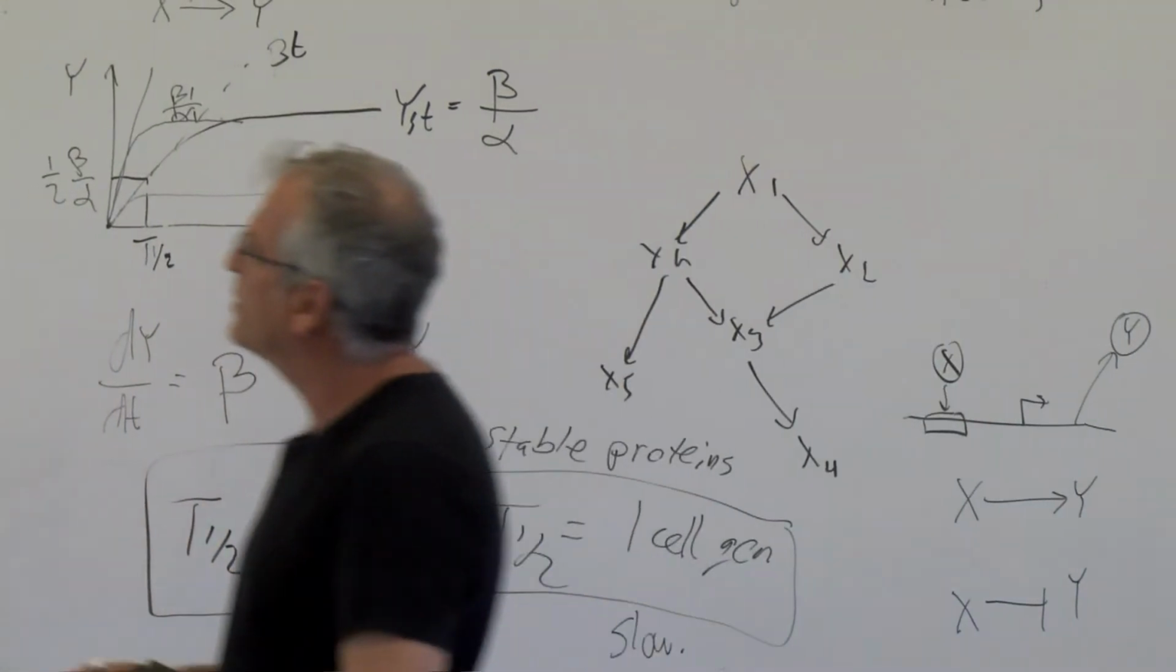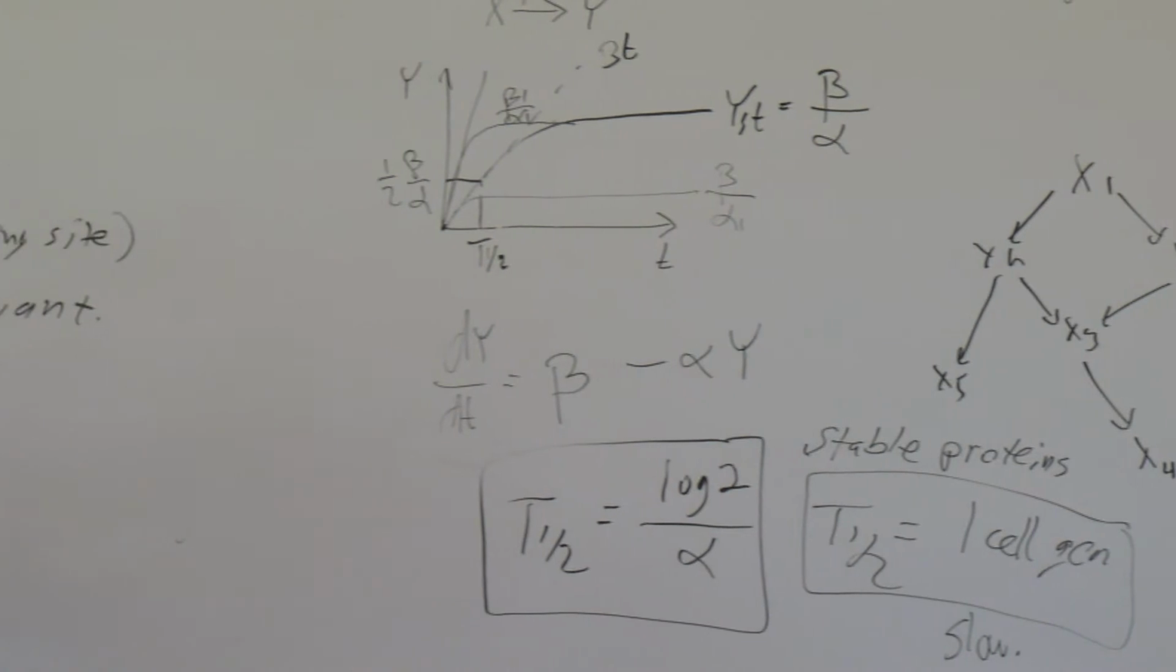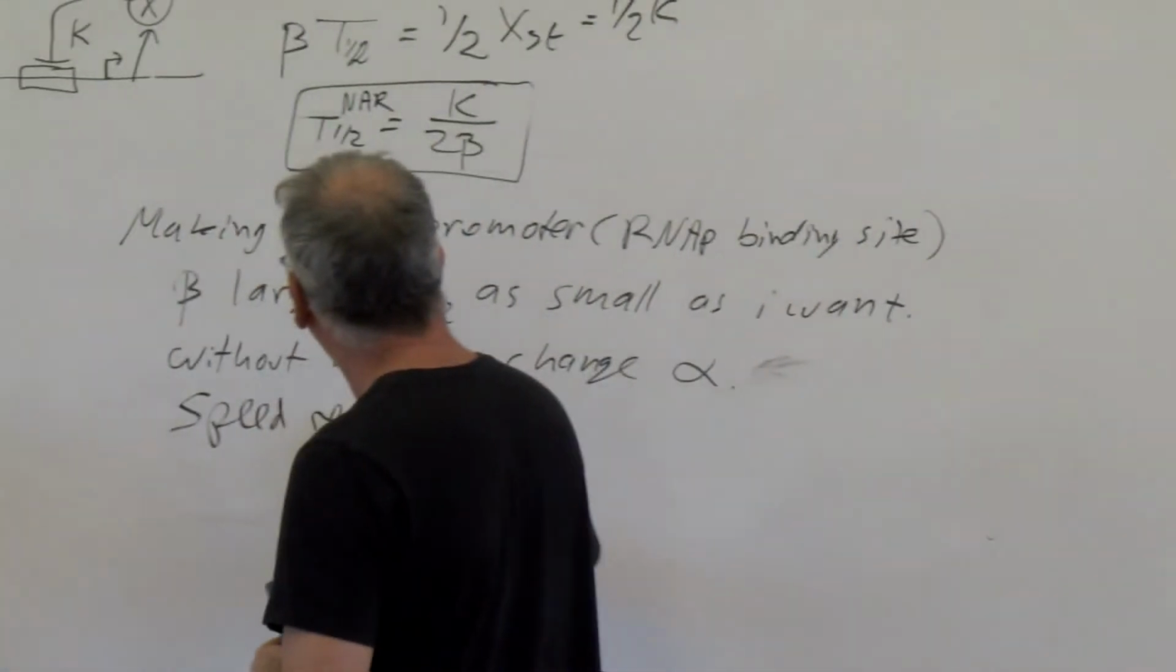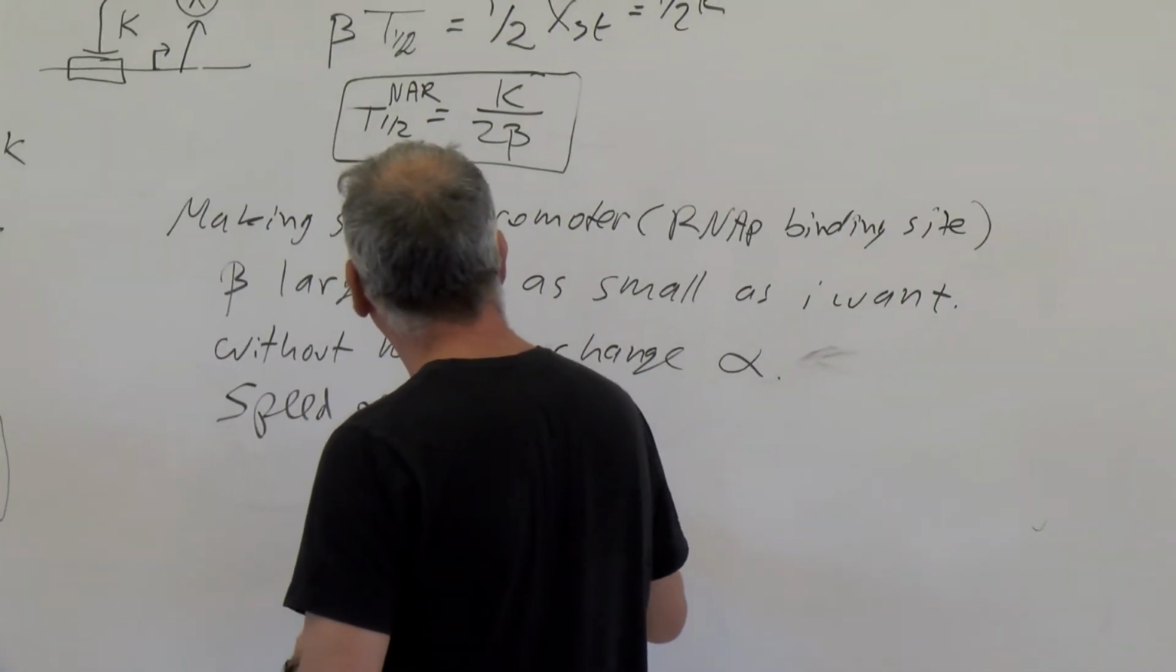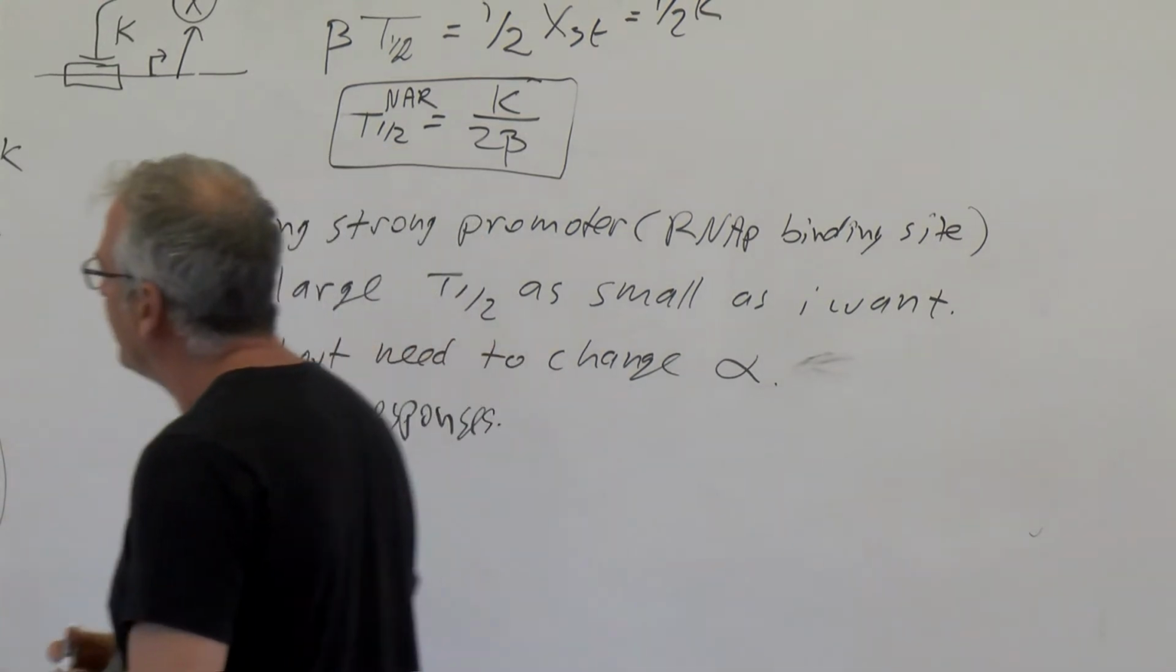So negative autoregulation can speed responses. Okay, let's do it in another way. And why do it another way?